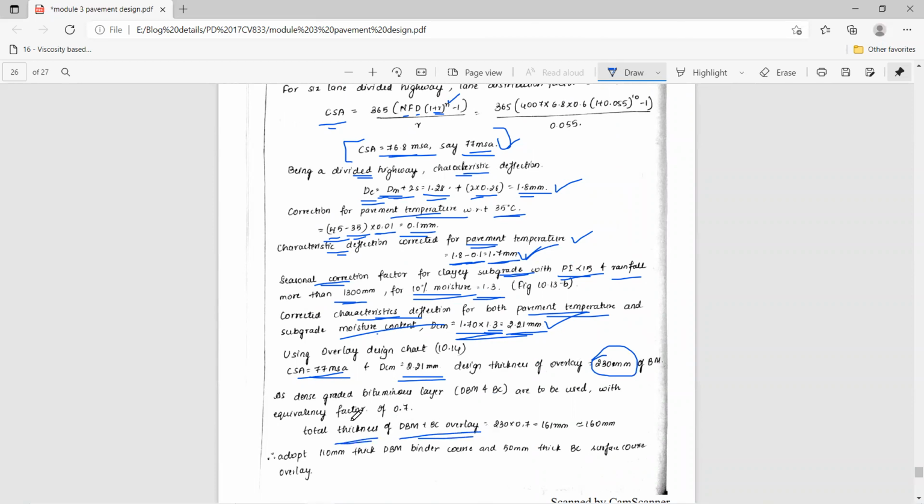You have to consider an equivalency factor of 0.7. Therefore, 230 into 0.7 will be equal to 161 mm. You can round it up to 160 mm. Therefore, out of 160 mm, you can consider 110 mm thickness for the DBM layer and another 50 mm thickness for the BC layer. And this is how you need to do the design of overlay thickness by using Benkelman beam study values.